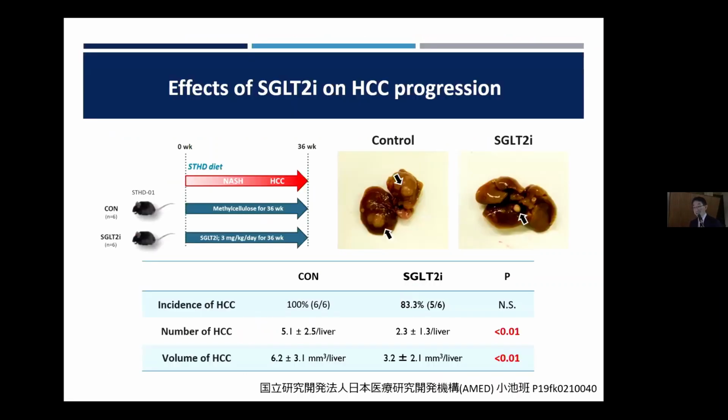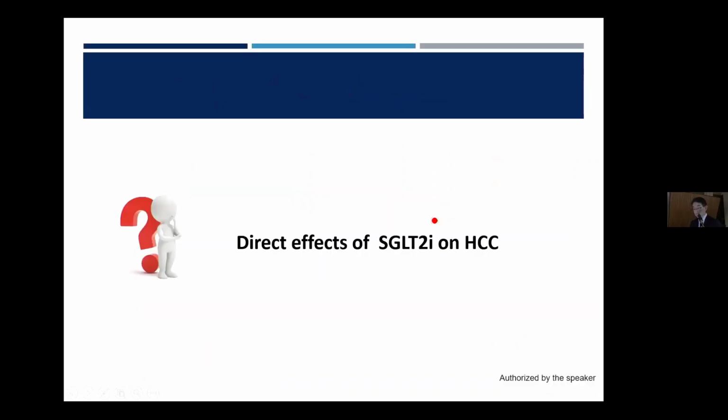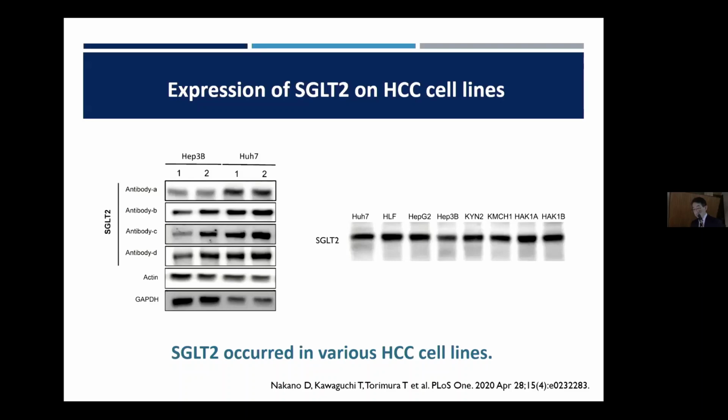We also investigated the effects of SGLT2 inhibitor on HCC progression and found a significant reduction in the number and volume of HCC, as shown here. But I was wondering if it's a direct effect of SGLT2 inhibitor on the HCC. Then we investigated the expression of SGLT2 in HCC cell lines, and we used 4 different antibodies for SGLT2 and found that all of the antibodies react to the Hep3B and Huh7 cells.